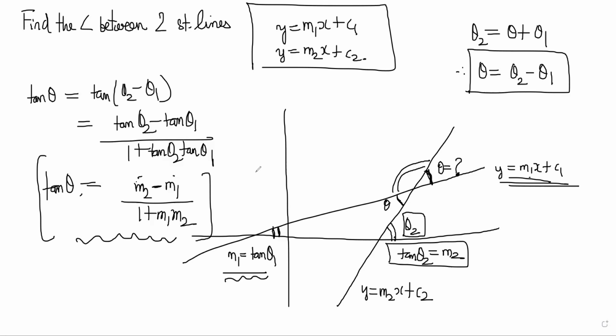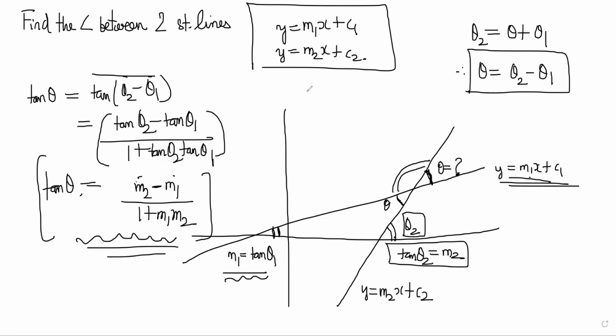You used the tan A minus B formula. That we have seen already in trigonometry. Then we are writing tan theta 2 and tan theta 1 as m2 and m1 respectively. So we get this.